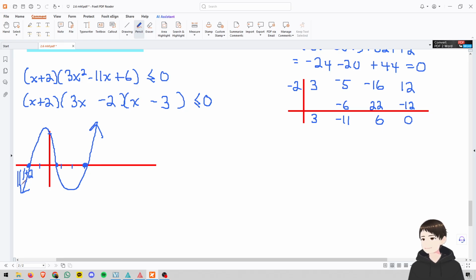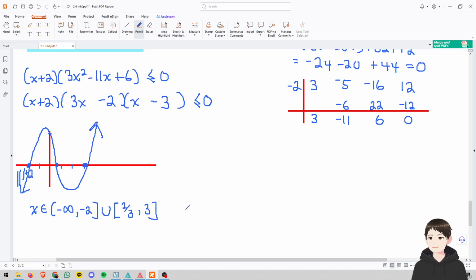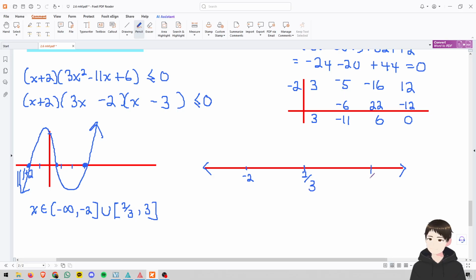It is negative when x is going to be negative infinity to negative 2, union 2 over 3 comma 3. If you chose the number line and pretend I don't have a graph for you, you would have still written negative 2, 2 over 3, and 3 in chronological order, obviously.